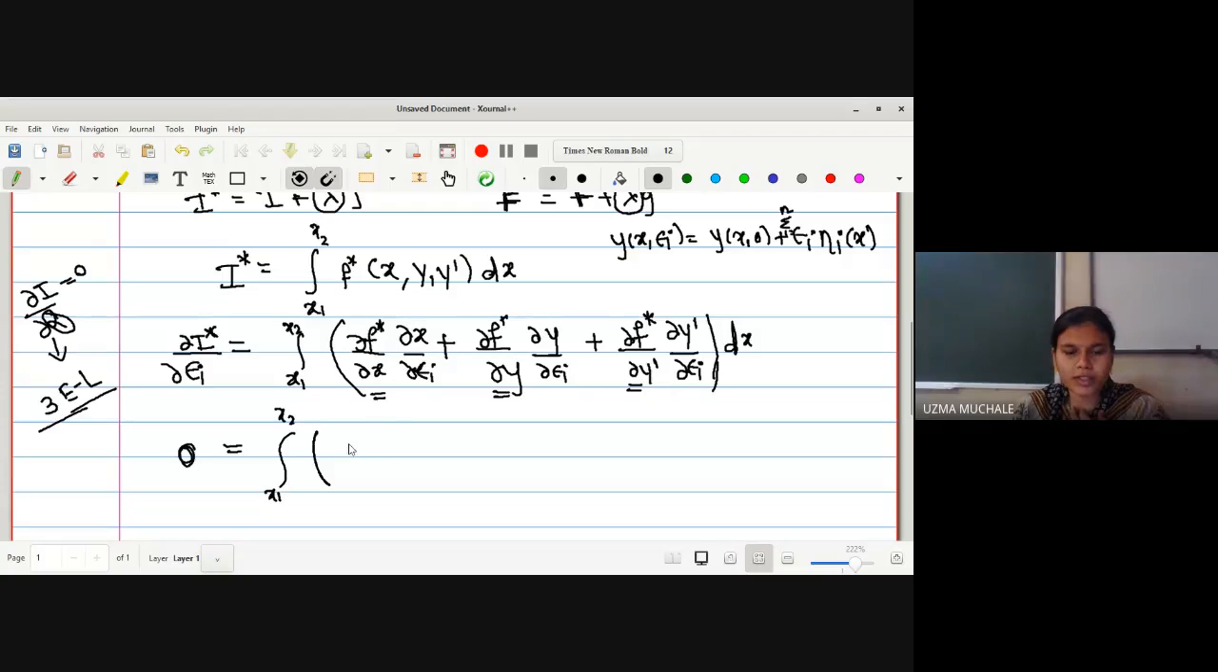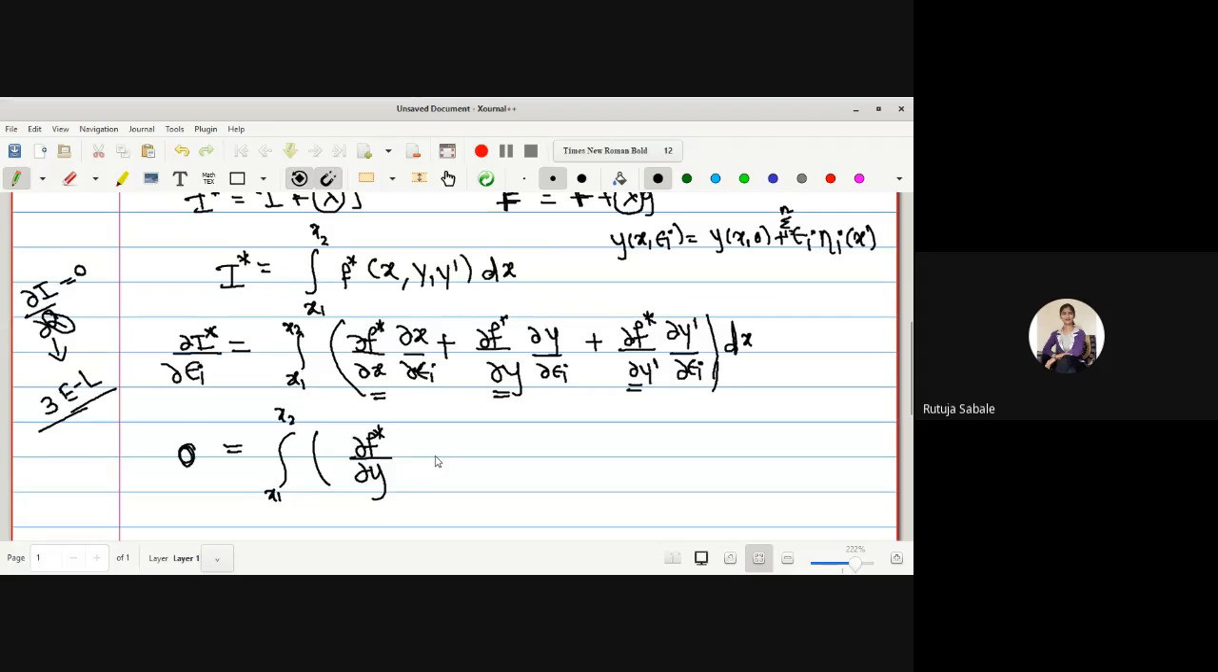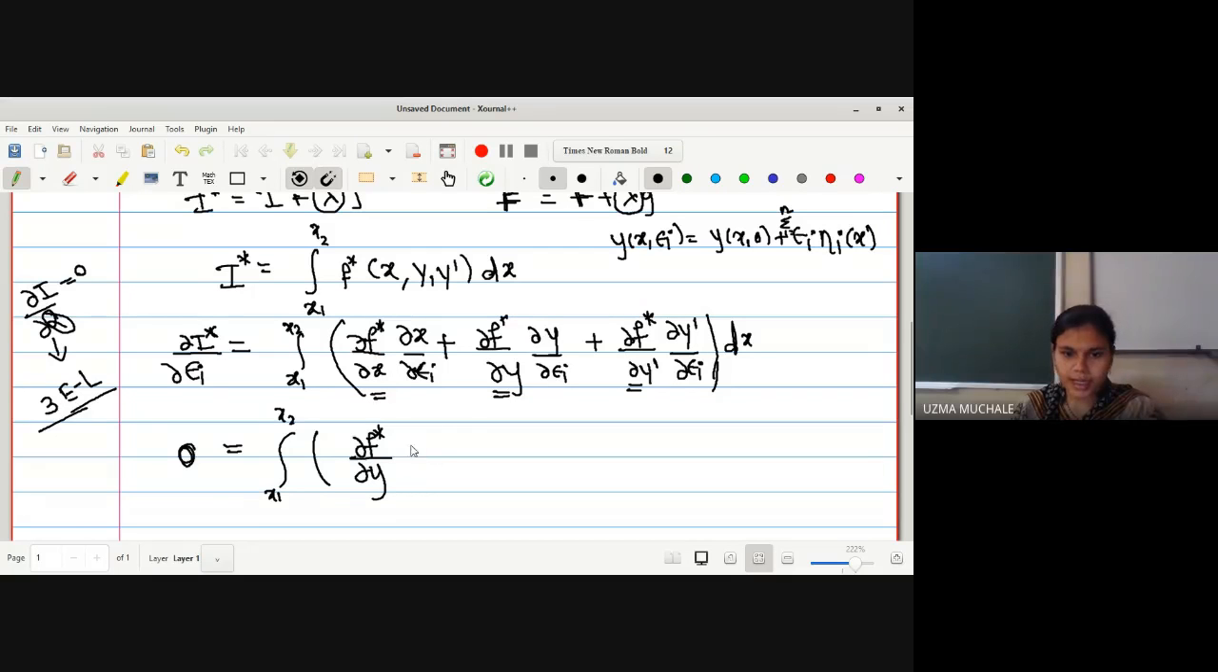What is the value of the first term? It will be 0, right? Now the second term, f star with respect to y, we have to keep as it is. Now can anyone tell me what is the derivative of y with respect to epsilon i? Eta i of x. Correct, eta i of x. Plus, what is the derivative of f star with respect to y dash? It will be as it is.